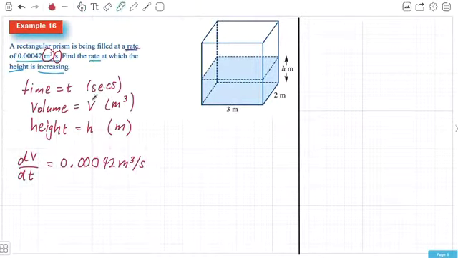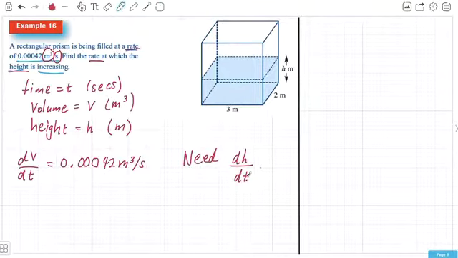Now we're being asked to find the rate at which the height is increasing. Whenever a question asks you that and doesn't give any other units, it would be with respect to time. So what we need is the change in height with respect to a change in time. Now we currently have a link between v and t.